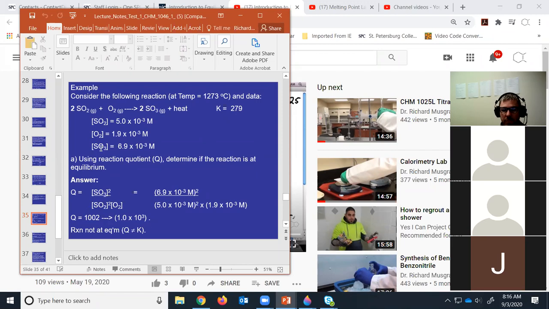Will we be given those 5.0 times 10 to the negative 3 numbers? Yeah, and the K value too, Gabriella. Okay, because I didn't know where that came from. No, it's given, right? All this stuff's given. Everything above here is given. The temperature doesn't really matter, but what does matter is that the K value is only good at that temperature. But we're not changing the temperature here.